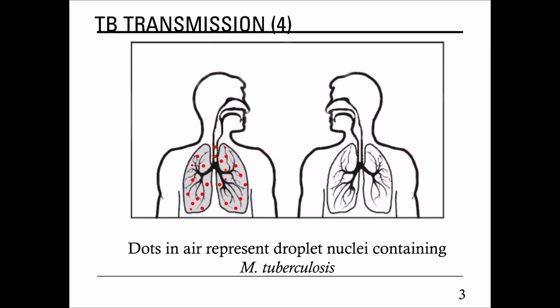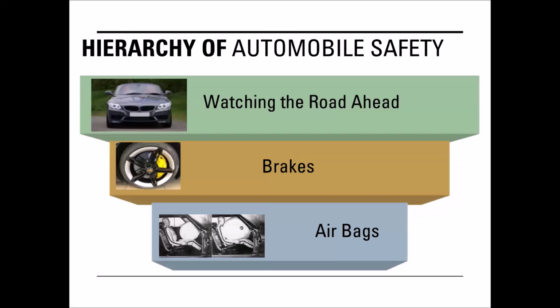Now we know about this general slide where a person on the left has red dots with tuberculosis in the lungs, and when this person coughs, the droplets are spread through the air, and someone else will breathe in the droplets, and we want to try and prevent that transmission from one person to another, and that's what we're working on.